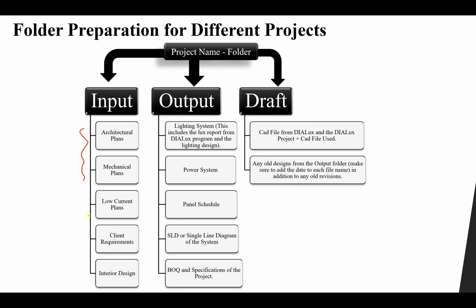Okay, then we have another folder for client requirements. If the client requires special requirements for the electrical system, let's say for example he needs certain types of sockets, certain types of luminaires, certain types of, for example, HVAC or split AC system, whatever it is, any requirements of the client, I will put them in this folder.